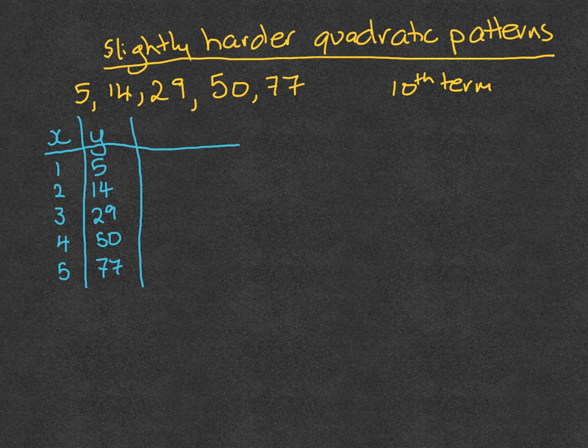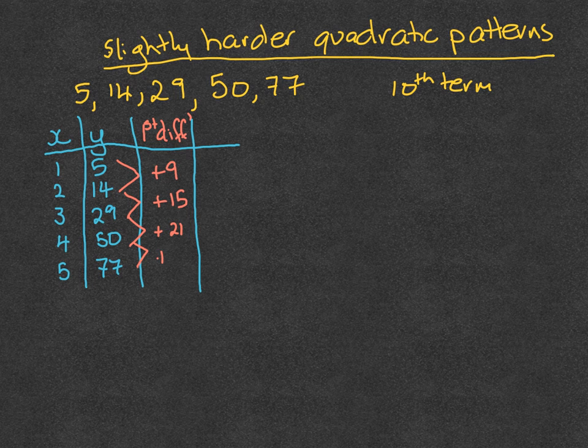Anyway, the first thing we've got to do is our first difference. This is where we find the difference between each of the Y values. So if we have a look here, the difference between 5 and 14 is plus 9. The difference between 14 and 29 is plus 15 in this case. The difference between 29 and 50 is plus 21. And the difference between 50 and 77 is plus 26.